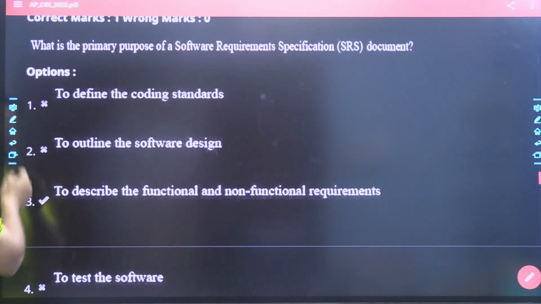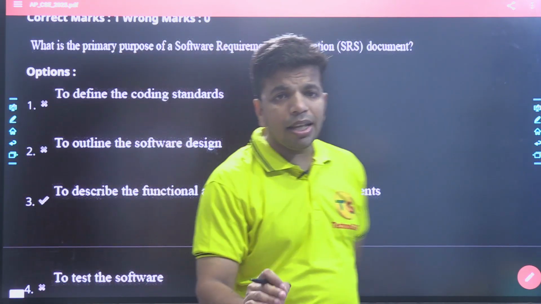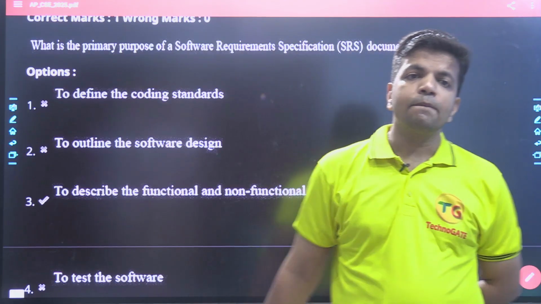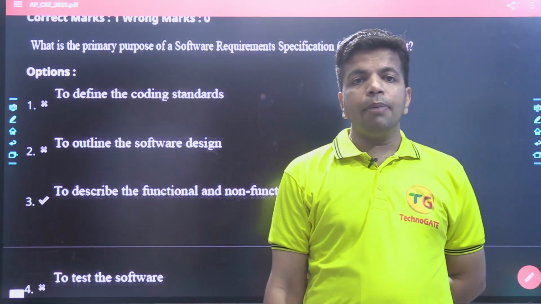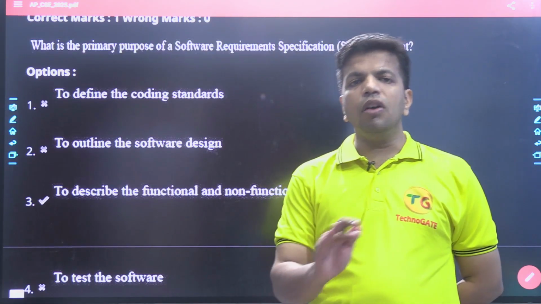Let's see the next question. Now, the previous 8 questions are related to the digital logic subject. Now, the questions are related to software engineering. What is the primary purpose of the software requirement specification document? What is the work of SRS?